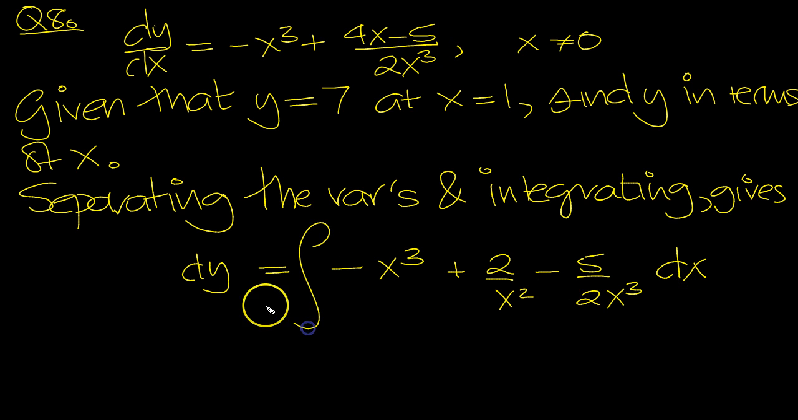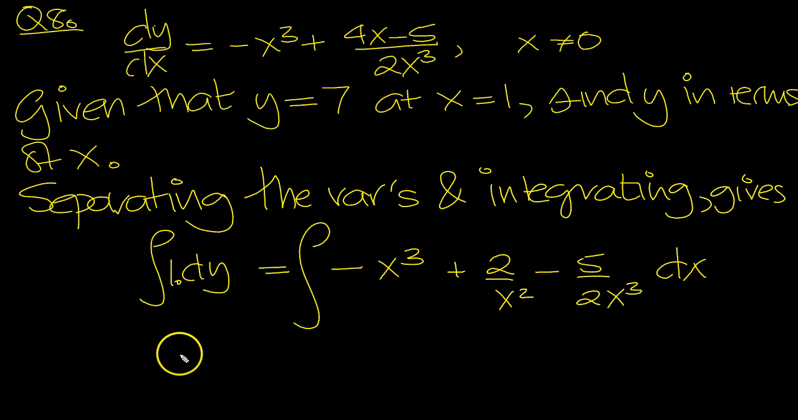Separate the variables and integrating. This dy is really one lot of dy, isn't it? So let's put that down explicitly. So the only thing that might be slightly confusing is this bit here. So we just split this fraction up, 4x over 2x cubed, and I wrote that down as 4 over 2 is 2, x over x cubed is an x squared underneath, minus 5 over the 2x cubed.